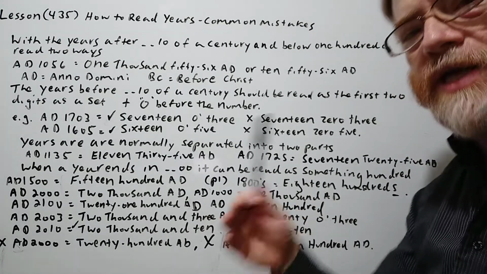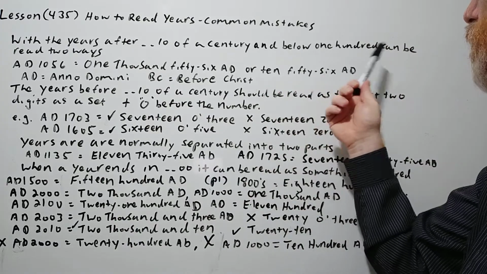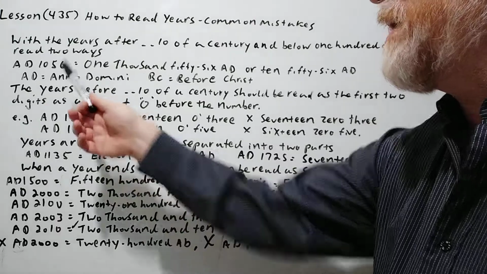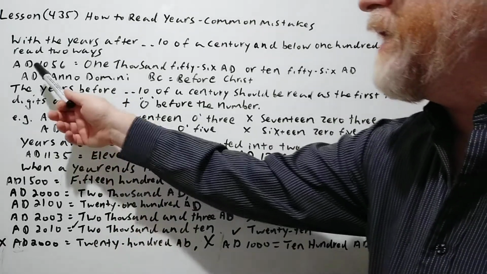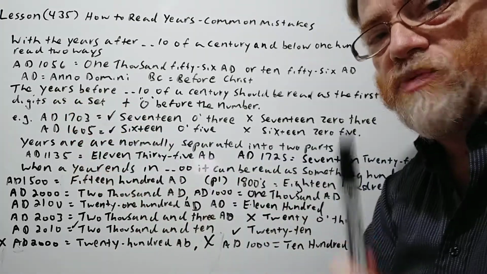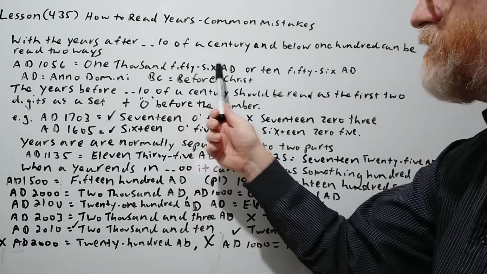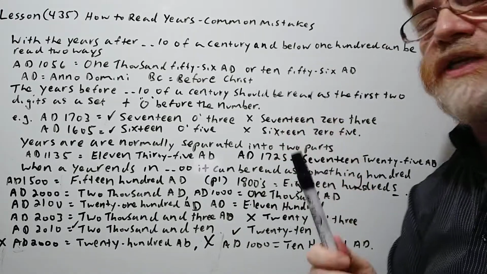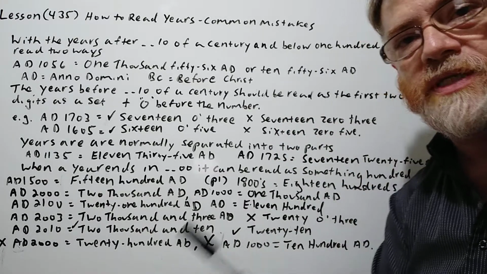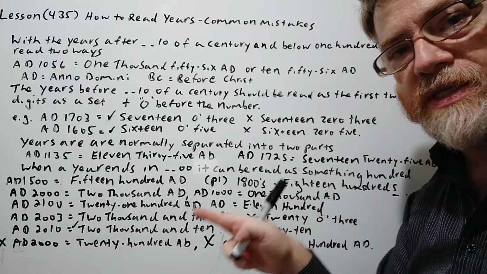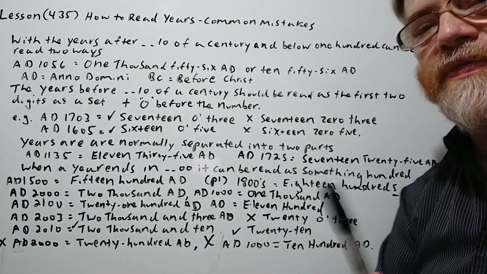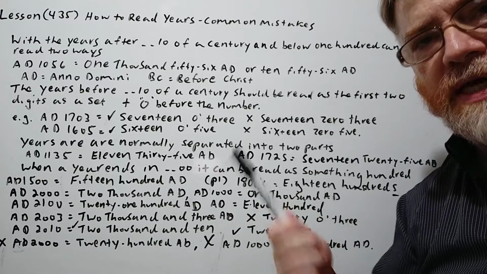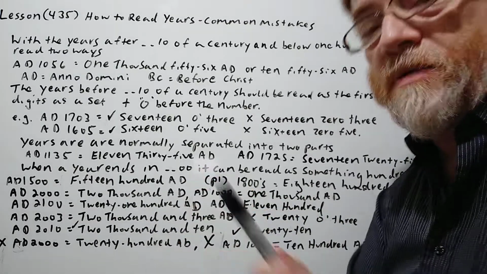Years after 10 of a century and below 100 can be read two ways. We give an example here, like AD 1056. You should either read that as ten fifty-six AD, that would be fine, or you could read it as one thousand fifty-six AD. So you could read it both ways. You could separate it into the first two digits and the second two digits, or you could read it as one thousand fifty-six. Both are pretty common.